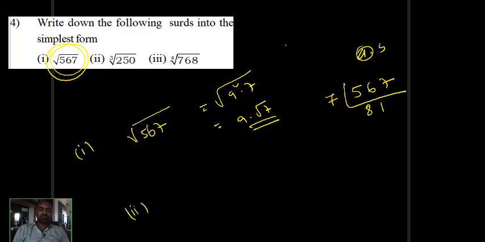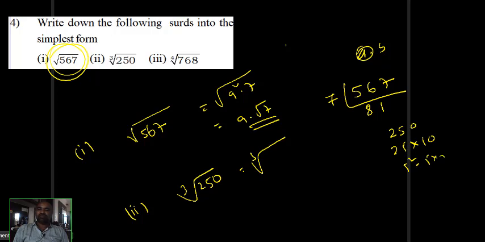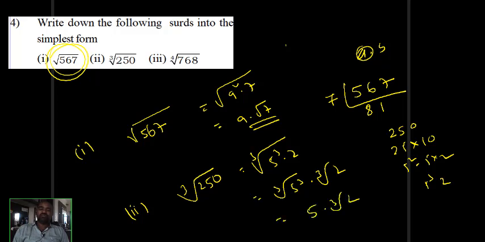Okay, leave it. Cube root of 250. What is the meaning of that? Inside value should be written as something power 3 into something. So 250 can be written as 25 into 10, or 5 square into 5 into 2, or 5 cube into 2, that is cube root of 5 cube into cube root of 2, that is 5 into cube root of 2. Now this becomes mixed surd. Similar way you convert 768 also.